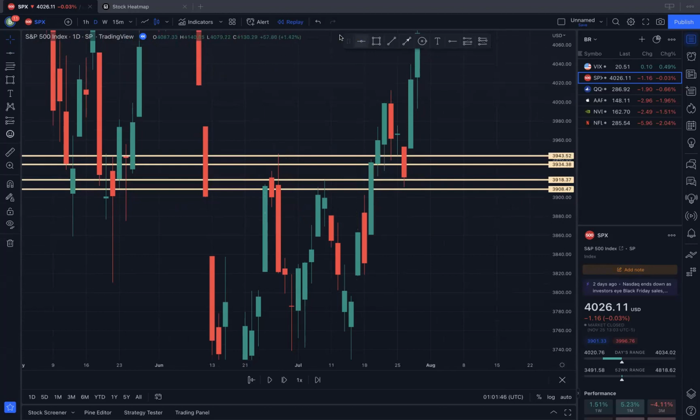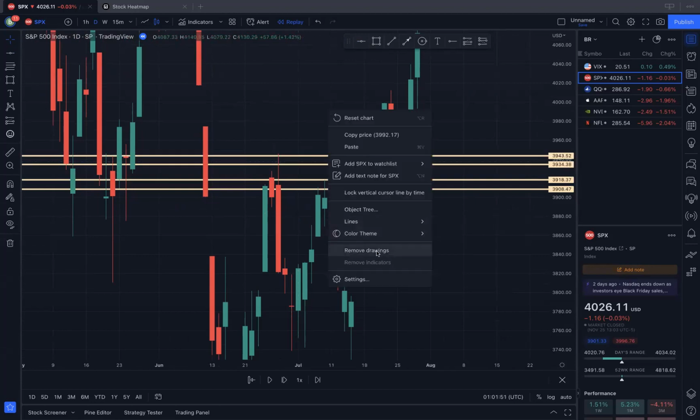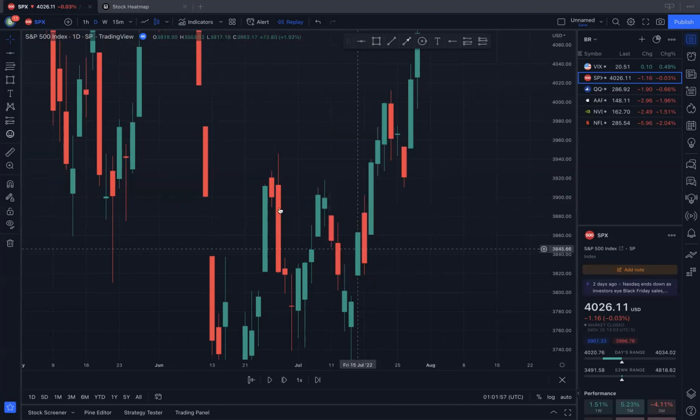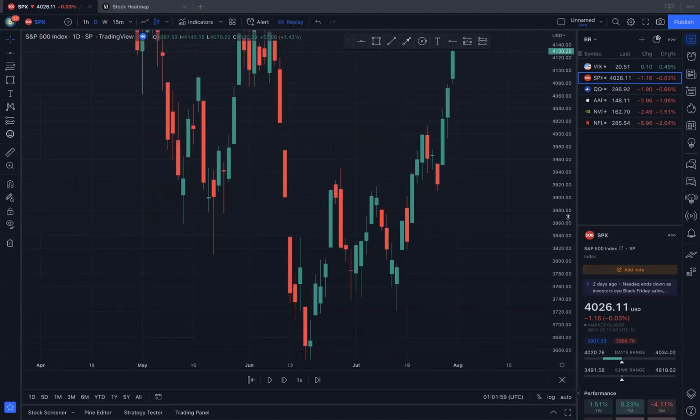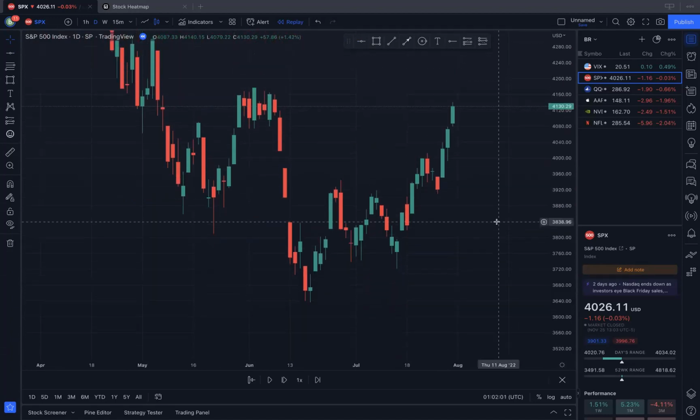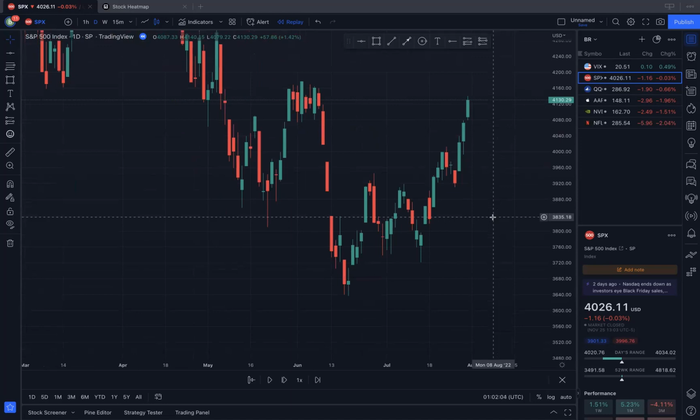So what I'm going to try and teach you guys is to spread out your levels, only play at really important levels, and just focus on those levels. Wait for those levels to hit. My entire trading strategy is built around support and resistance levels. And so this is how I draw mine.